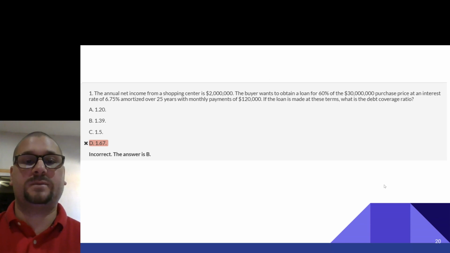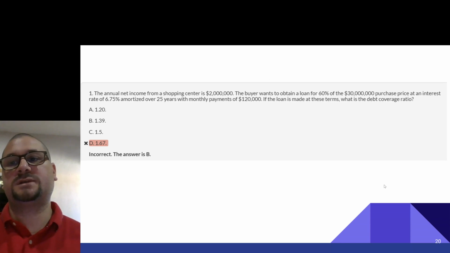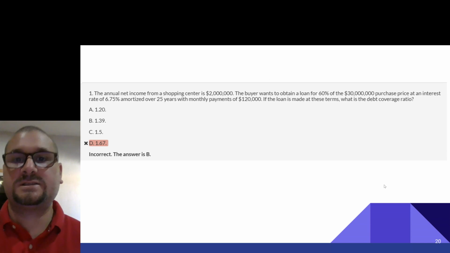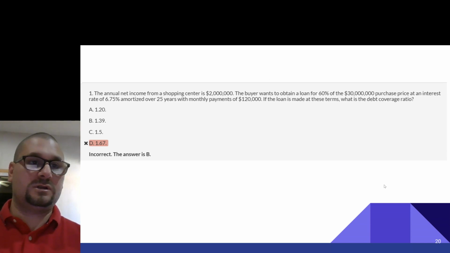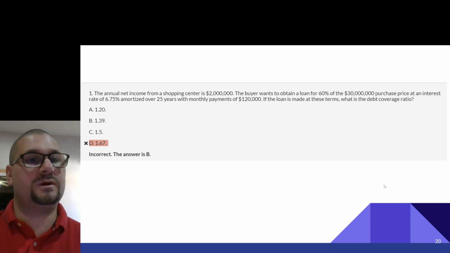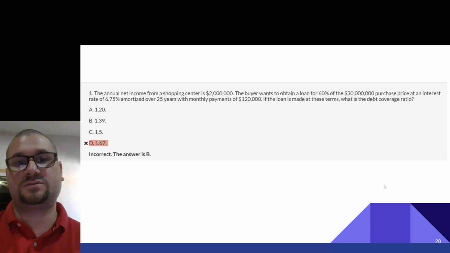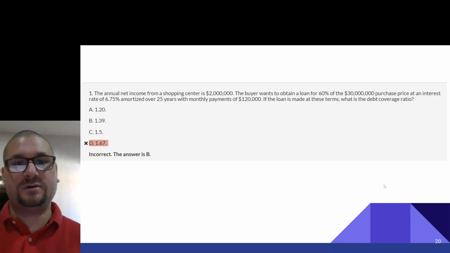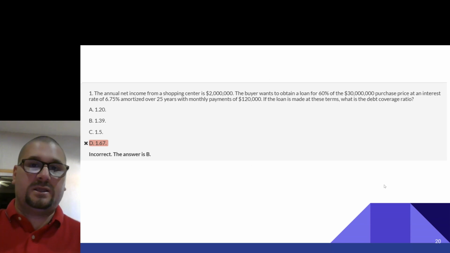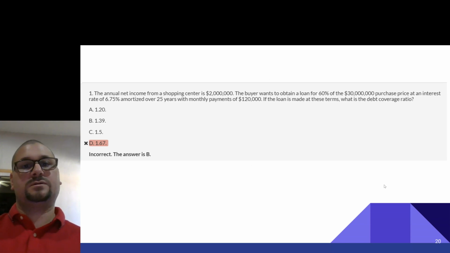The annual net income from a shopping center is 2 million. The buyer wants to obtain a loan for 60% of the 30 million purchase price, an interest rate of 6.75% amortized over 25 years, with monthly payments of 120,000. Notice that the second line is all non-needed information, right? We don't do anything with the 60% or the 30 million or the 6.75% amortized over 25 years. Debt coverage ratio is literally just the income divided by the debt service. So don't be tricked by that. So 2 million divided by the 120,000 times 12.